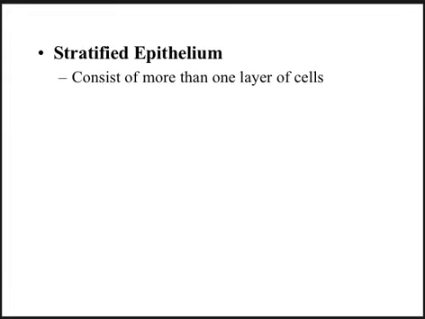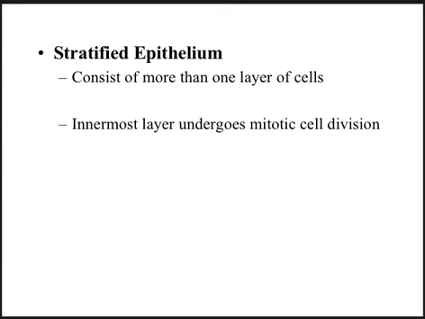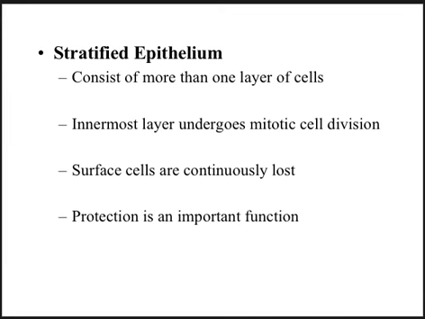Stratified epithelial tissue is tougher stuff because there are more layers of cells. It can resist physical force more effectively. The innermost layer undergoes rapid cell division to replace the upper layers that are frequently shed as a result of interaction with physical force that produces trauma. Those cells are continuously lost. The primary function of this tissue type is protection.